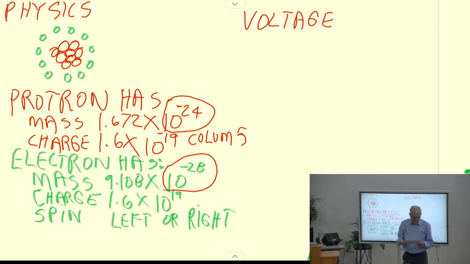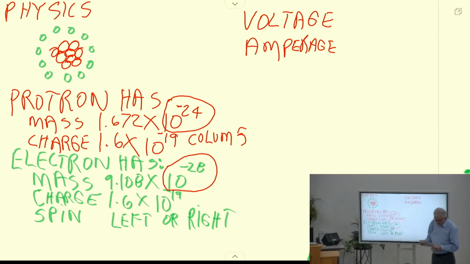Okay? So it's a measurement of how much charge or energy an electron has. Think of it this way, an electron is a little energy storage unit, and it's measured in voltage. That's voltage. Okay, amperage. A-G-E, amperage. Now, amperage is a measurement of the flow of electrons in a conductor.